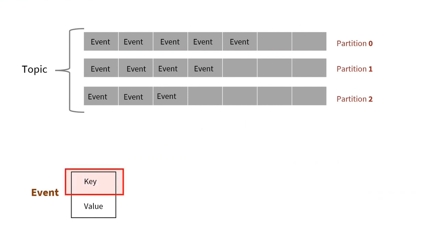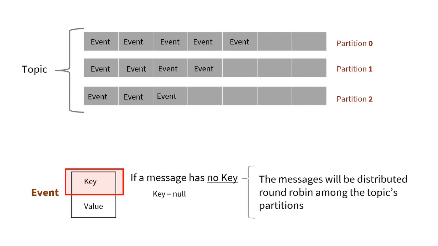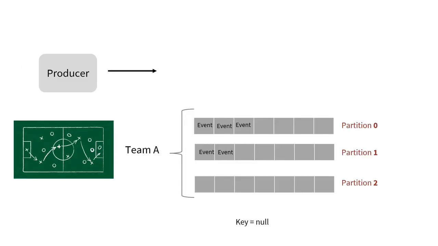If a message has no key, then the messages that you write into the topic will be distributed round robin among the topic partitions. Using our example, if no key is specified, then once team A scores a goal, that would go to partition 0. The next one would go to partition 1, the next to partition 2. If there is an extra goal, that would go back to partition 0, then 1 and 2 again. They are distributed evenly among partitions.